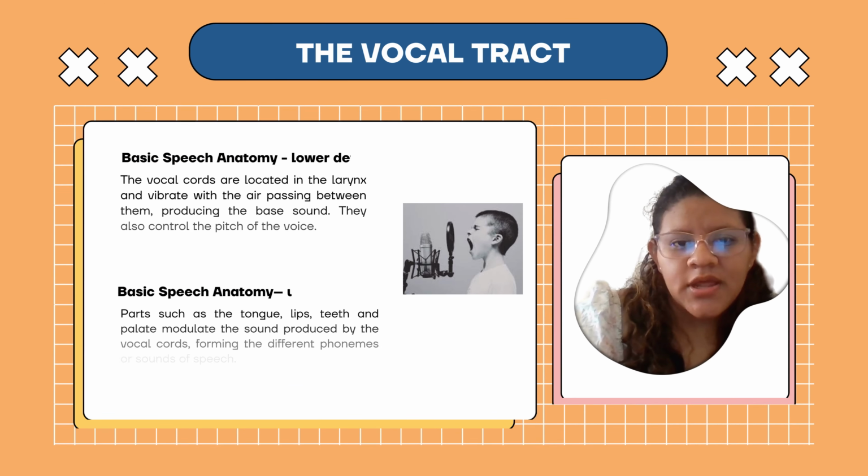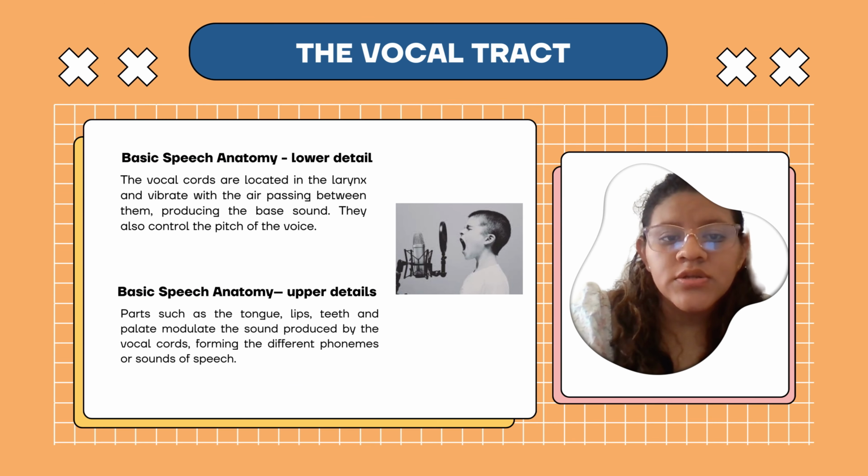The basic speech anatomy. The lungs and diaphragm provide the air. The vocal cords, located in the larynx, vibrate as air is passed through them, generating the basic sounds of the voice. The larynx adjusts the pitch based on the tension of the vocal cords.